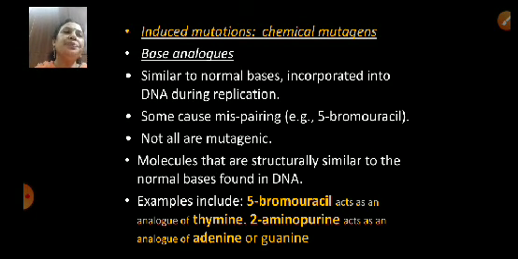Last time we discussed spontaneous mutations, and today we are going to discuss induced mutations. Induced mutations are those mutations which are deliberately brought about in an organism by using mutagens. Now, what are mutagens? Mutagens are any physical or chemical agent that increases the frequency of mutation. There are two categories of mutagens, chemical mutagens and physical mutagens. Now we are going to discuss chemical mutagens.